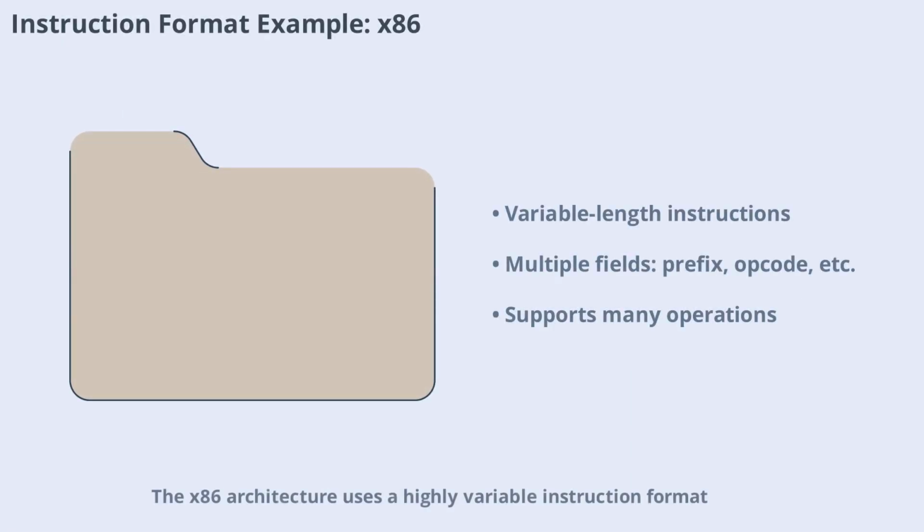The x86 architecture uses a highly variable instruction format, with instructions ranging from 1 to 15 bytes in length. Fields can include prefixes, opcode, addressing mode, registers, displacement, and immediate values. This complexity allows x86 to support a vast array of operations, but also makes decoding more challenging.